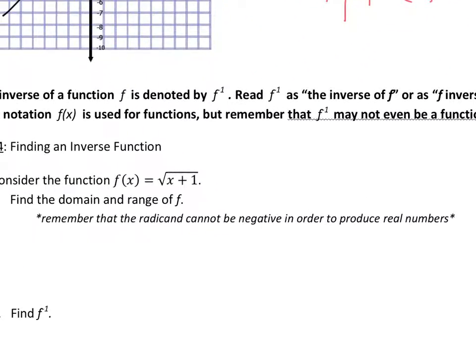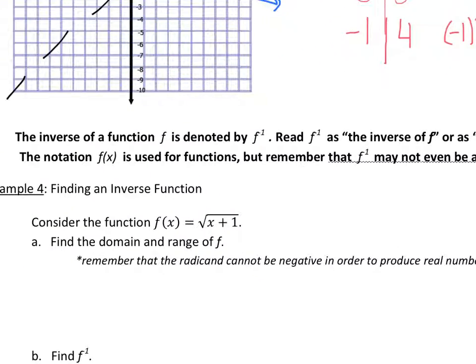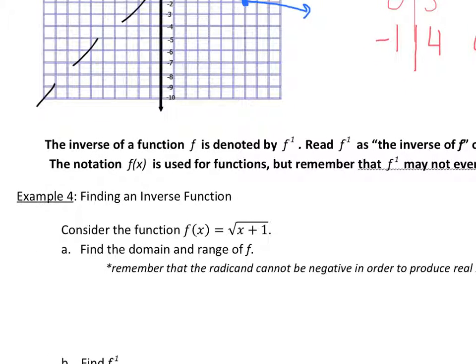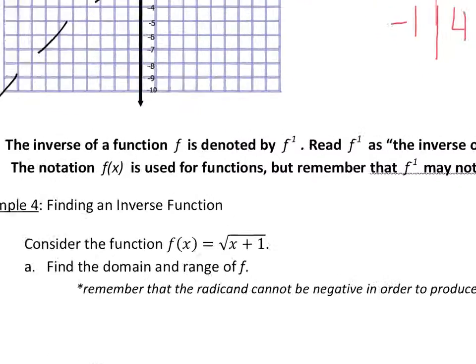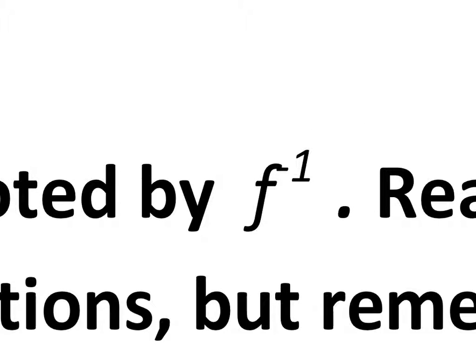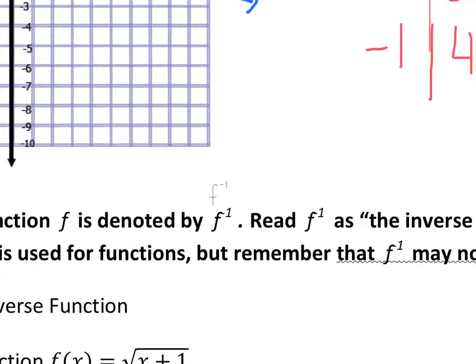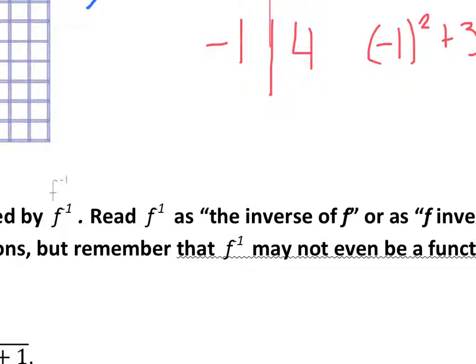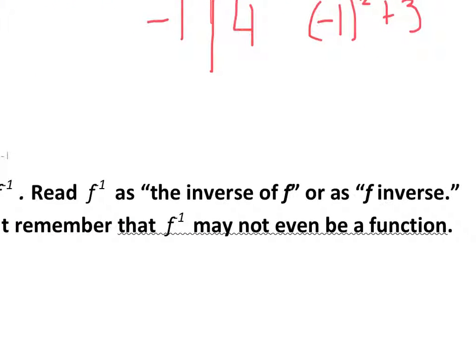So the next part, the computer isn't really helping us out. Okay, it says the inverse of a function f is denoted by, it actually says f to the negative 1, though it is very hard to see on your paper. So if you want to rewrite it, up top, f to the negative 1. You read f to the negative 1 as inverse of f or f inverse.